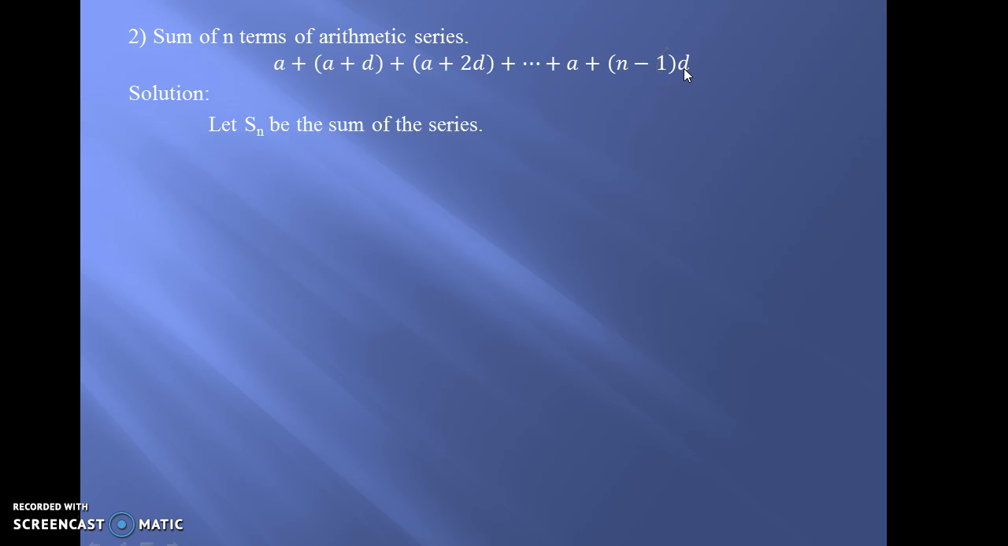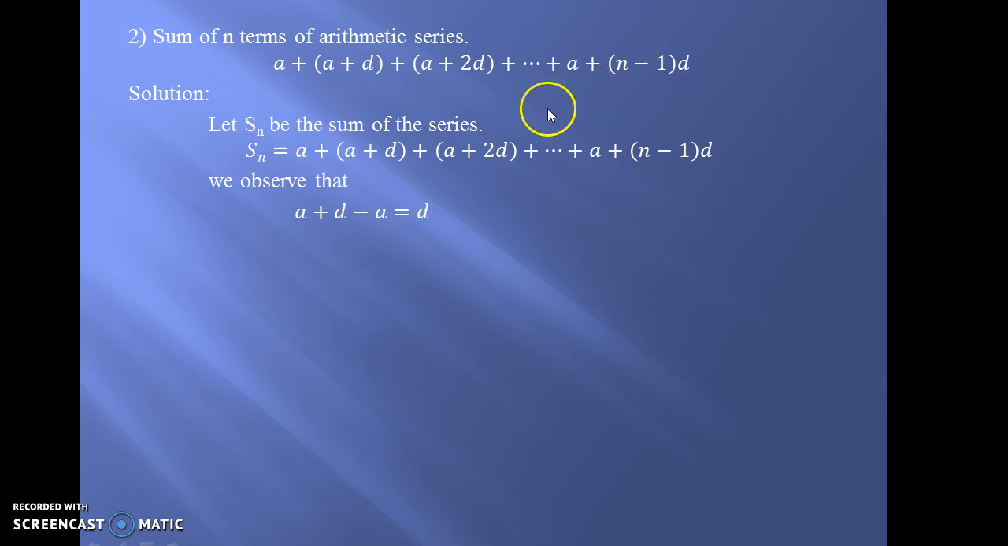Now we find sum of n terms of arithmetic series. The first term is a, the second term is a plus d, the third term is a plus 2d, etc. and the nth term is a plus n minus 1 into d. Let Sn be the sum of the series.